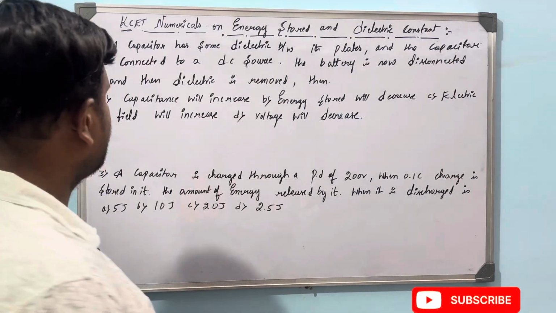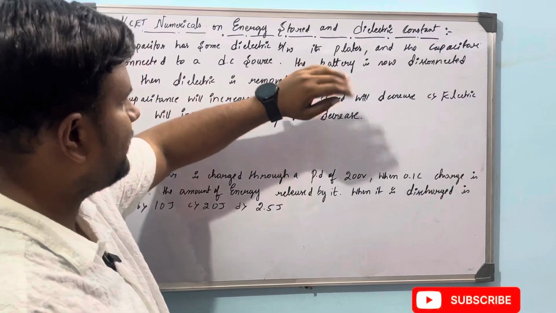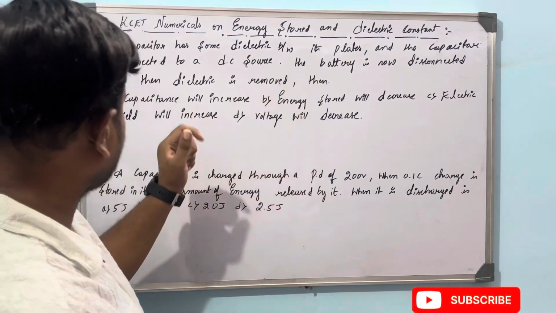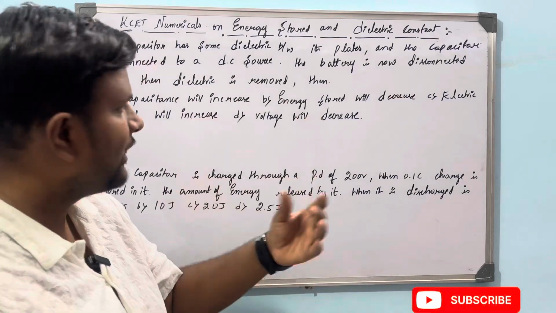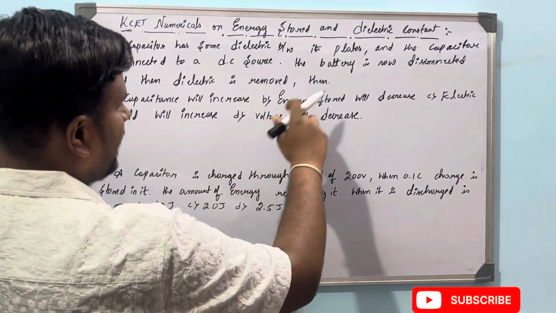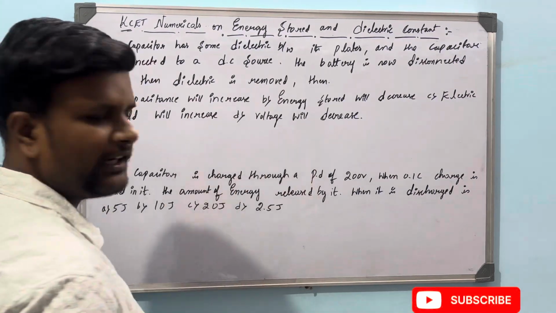Now the next numerical: a capacitor has some dielectric between its plates, and the capacitor is connected to a DC source. The battery is then disconnected and the dielectric is removed. Then what happens? Capacitance will increase, energy stored will decrease, electric field will increase, and voltage will decrease.